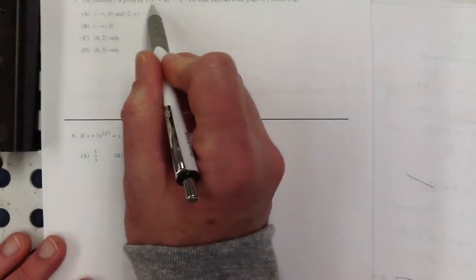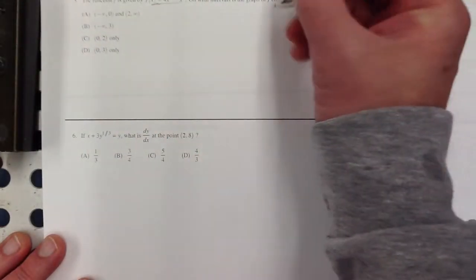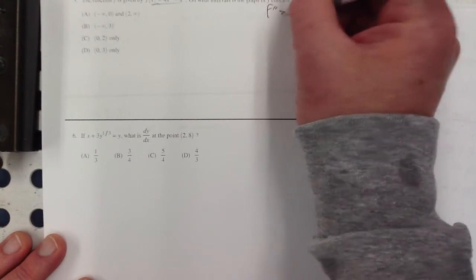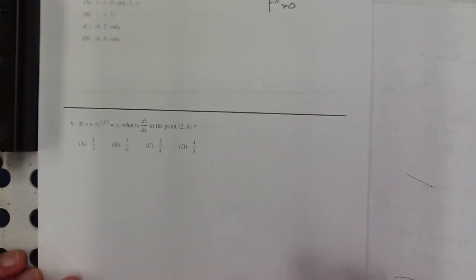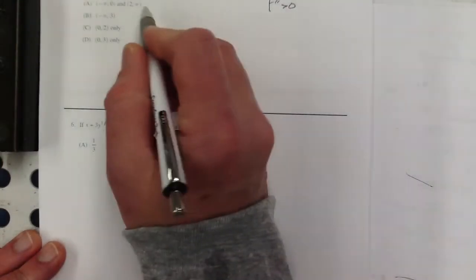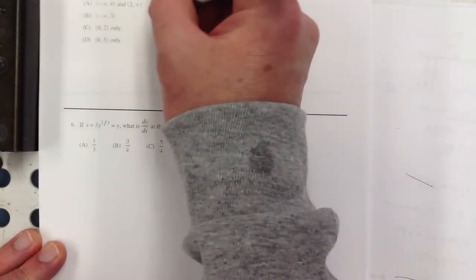Function f is given by this. On what intervals is the graph concave up? Concave up means second derivative is positive. If you don't know that, then you're in big trouble on this problem, and in general, in calculus class. So got to find that second derivative.